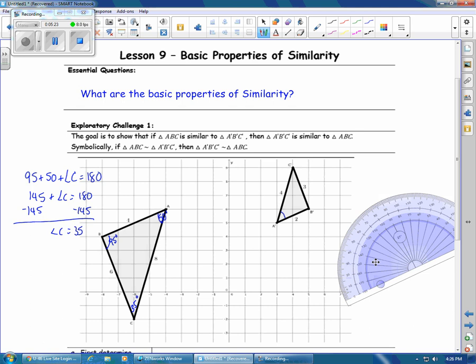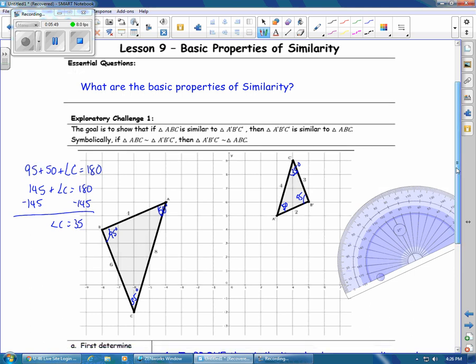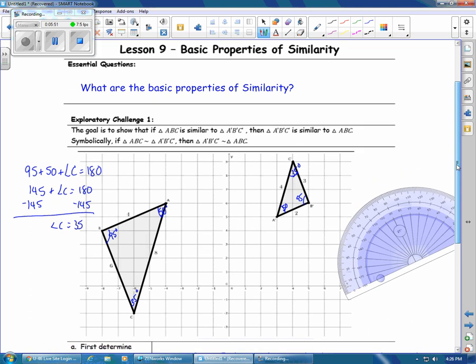So angle A prime is 50, angle B prime is 95, and of course that's going to make C prime 35. Because again, the interior angles of your triangle are always going to sum to 180. So our angles are congruent between these two triangles. So right there, by angle-angle similarity, or by the angle-angle criterion, I know that these two triangles are similar triangles.